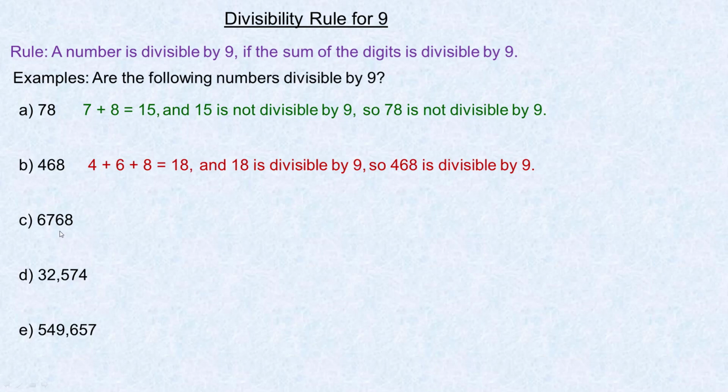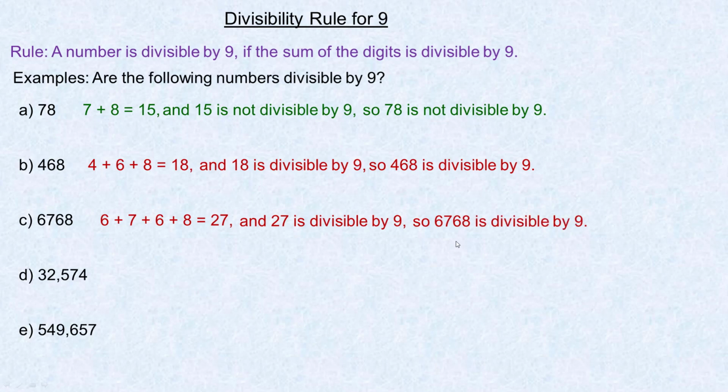So next, let's look at 6,768. So we add 6, 7, 6, and 8. And 6 and 7 is 13, and 6 and 8 is 14. So basically 13 plus 14 is 27. And 27 is a multiple of 9, so it's divisible by 9. 9 times 3 is 27. So that means that 6,768 is divisible by 9.